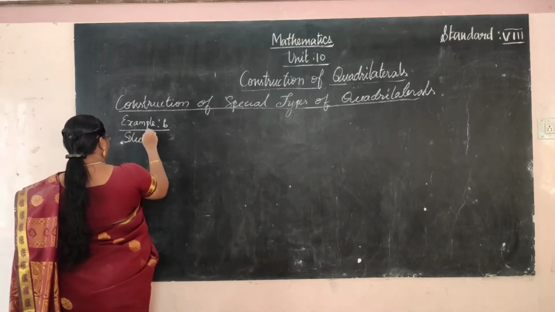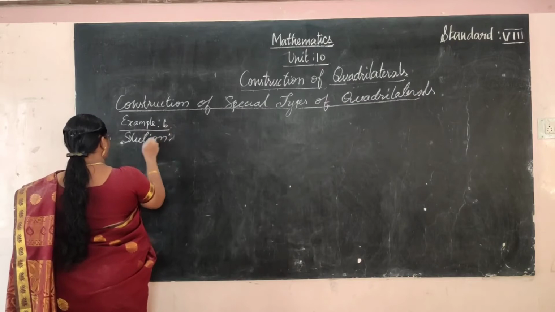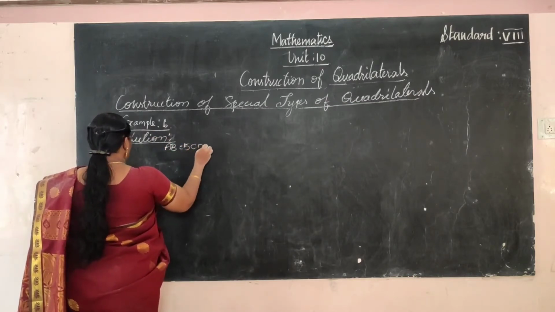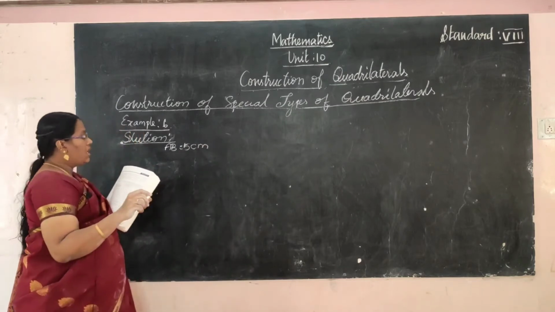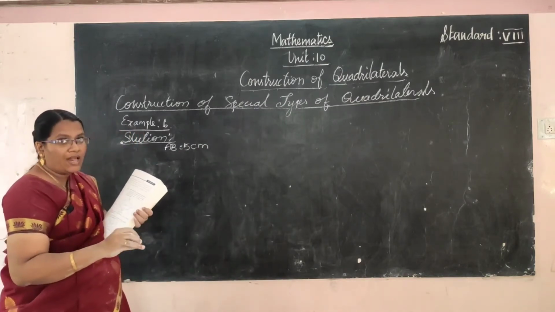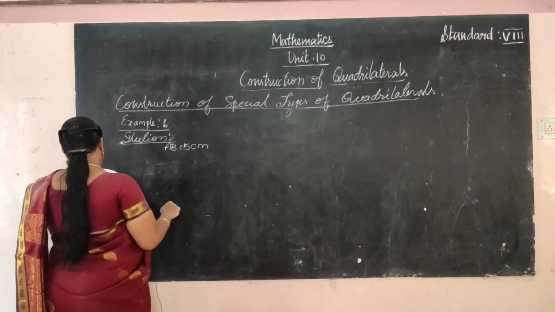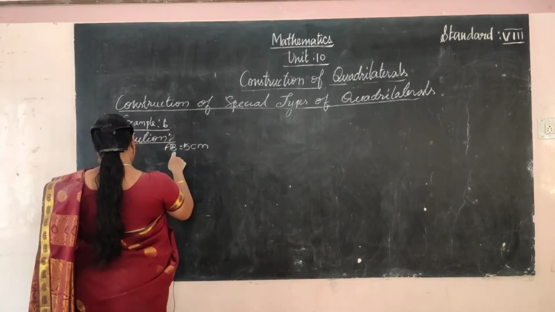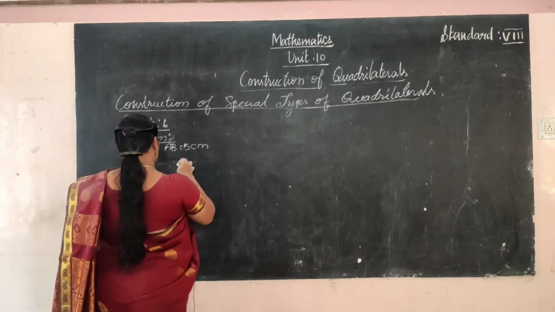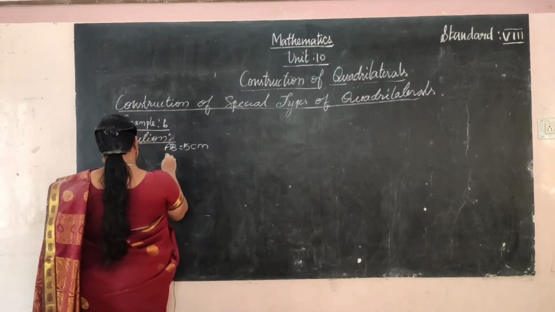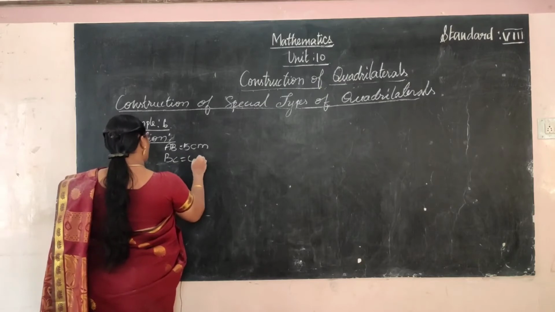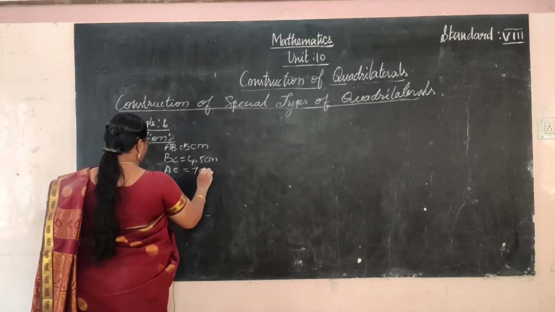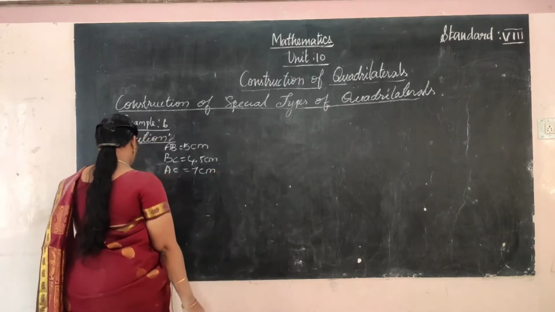Solution. AB is equal to 5 centimeter. You know what properties the parallelogram has? Opposite sides are parallel and equal, and diagonals bisect each other. So here only 3 measurements are given: AB equal to 5 centimeter, BC is equal to 4.5 centimeter and AC is equal to 7 centimeter.